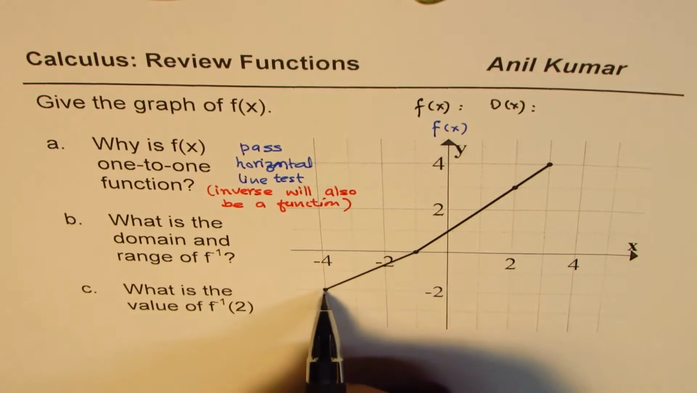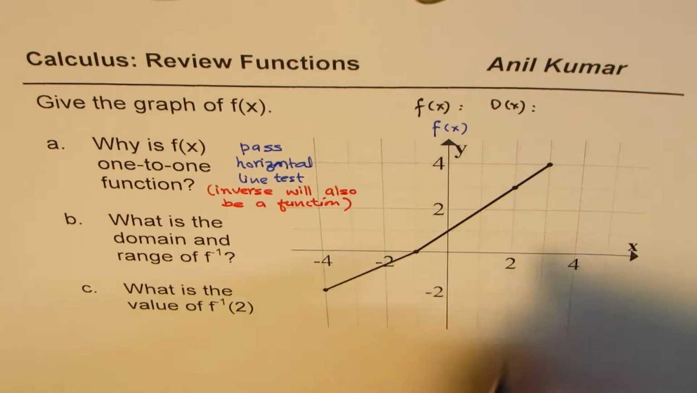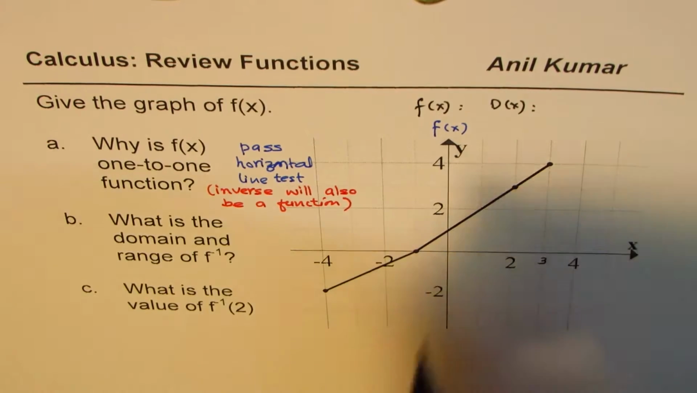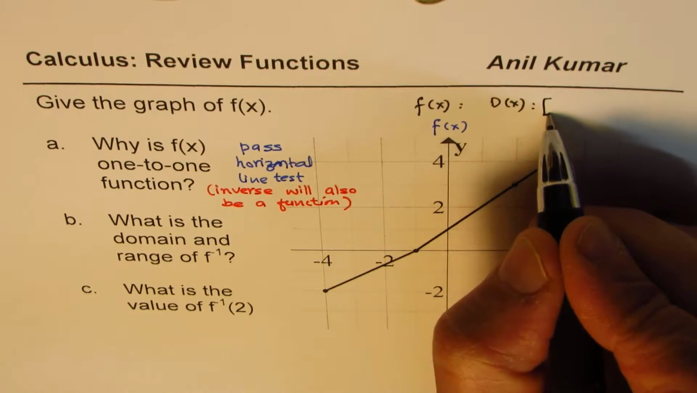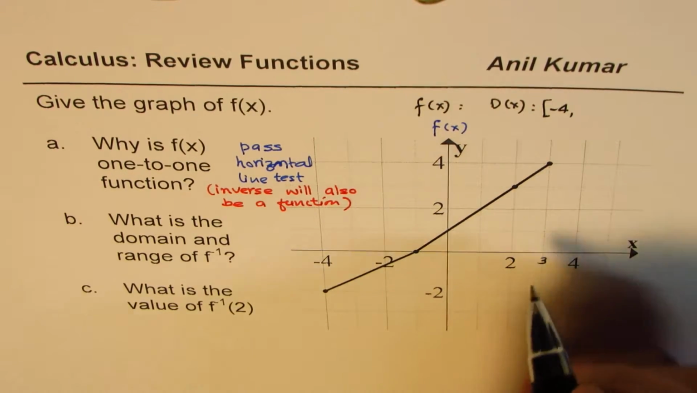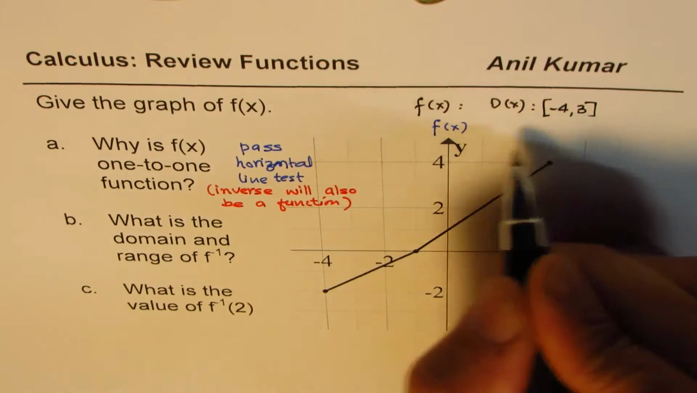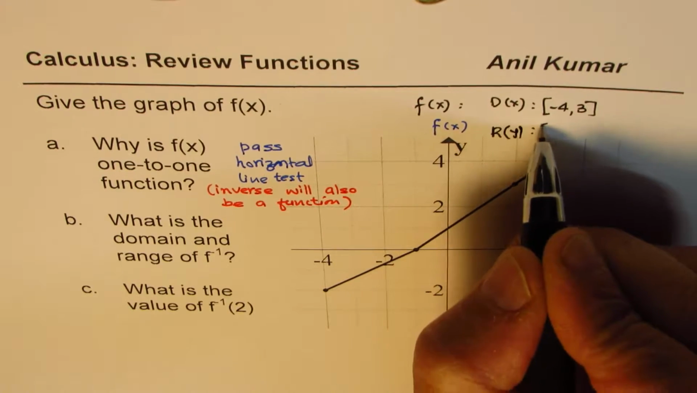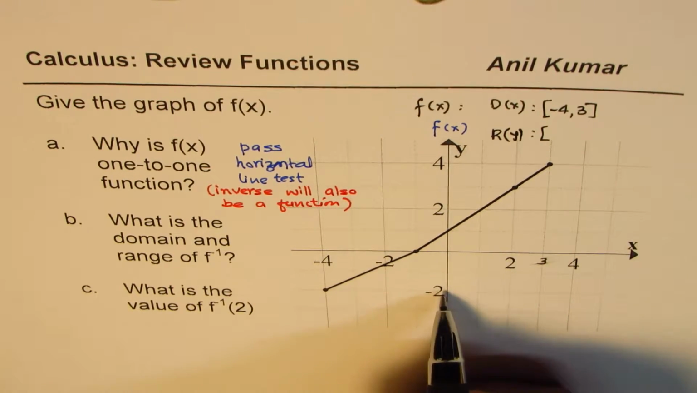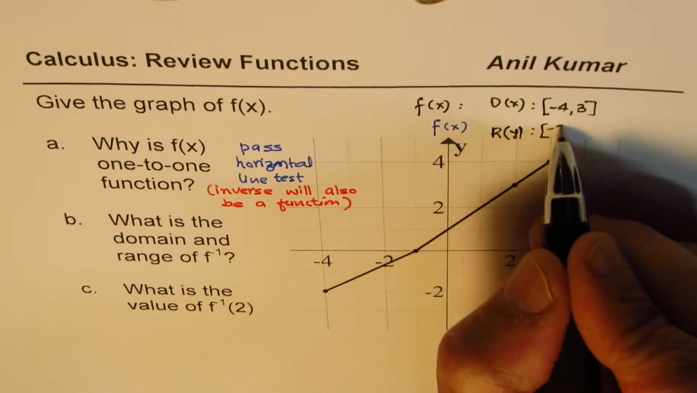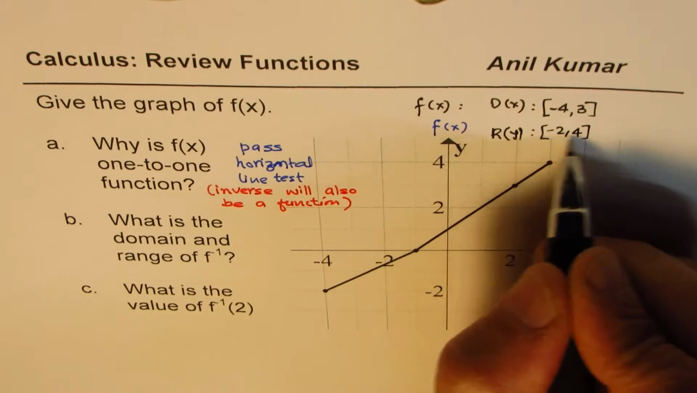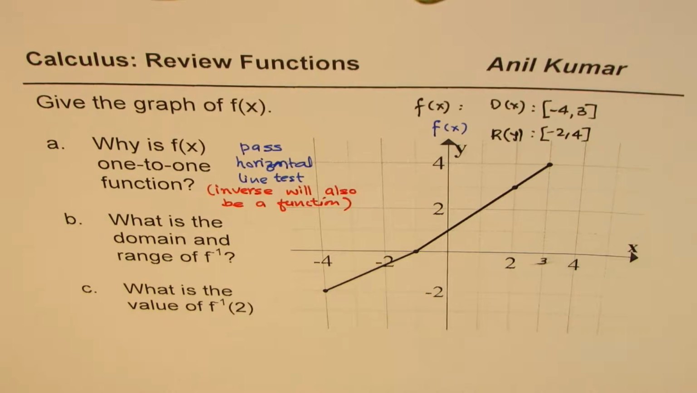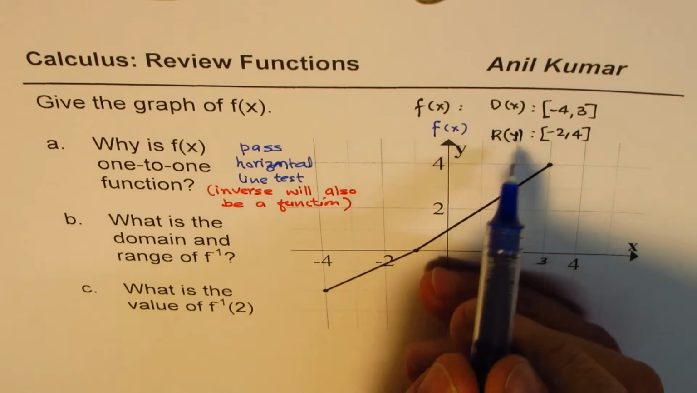The domain here is from -4 to 3, right? So this x value is 3. So the domain is including -4 and it is up to 3. That's the domain of the function, and the range of this function y is from -2 to 4, right? -2 to 4, both included. That's the range. But when you talk about inverse, this flips.